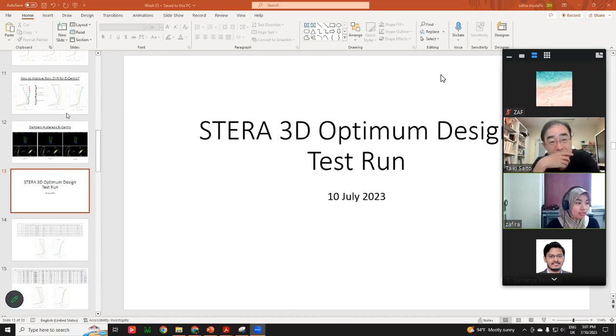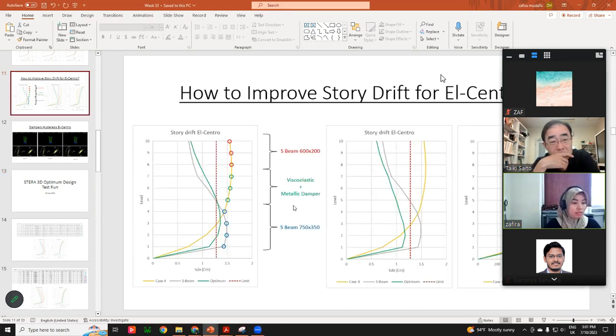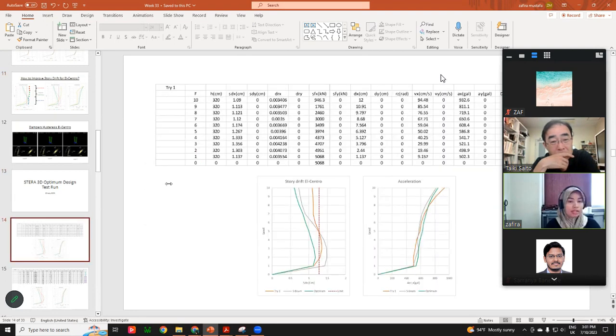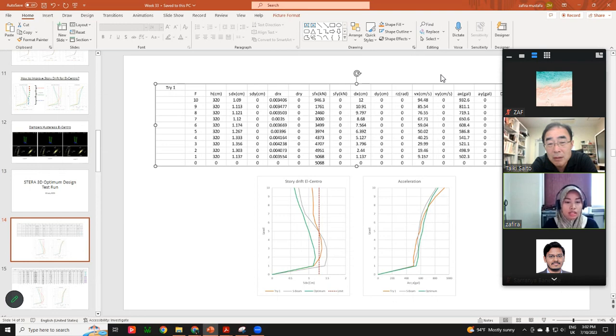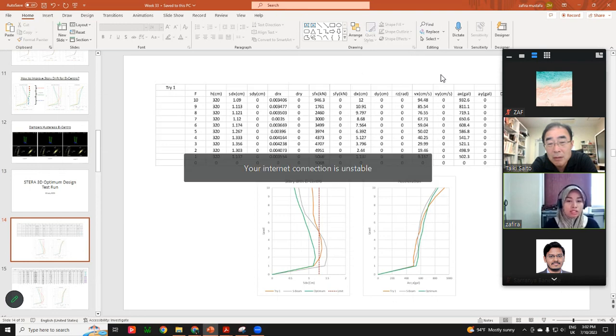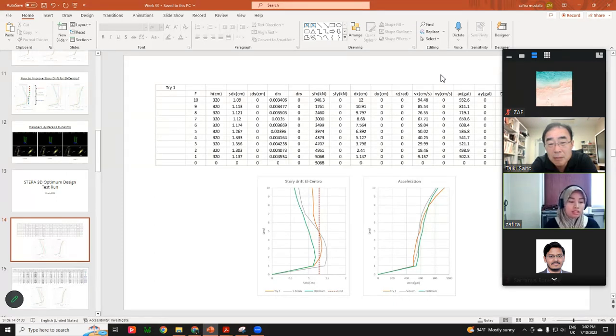We take a look at the optimized design, the one that I've been trying. So this week I did what you asked me to do. We try to put viscoelastic and metallic damper on the top, and the bottom one is only metallic damper. And this is the response.